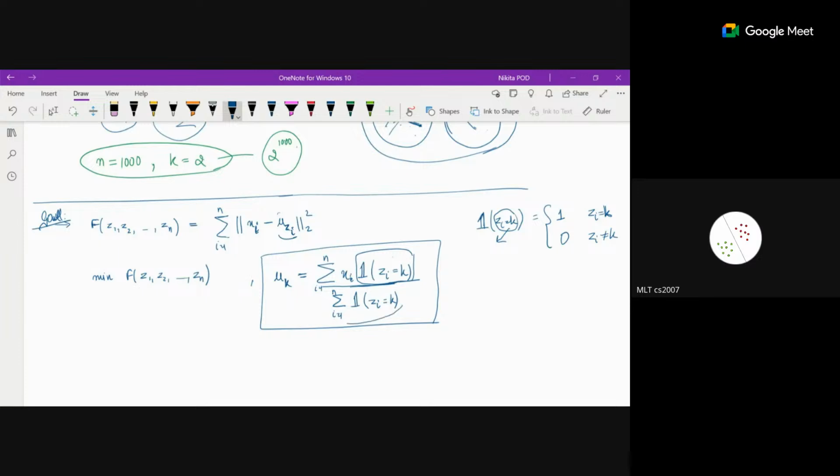And same for here. Is this clear to all of you? Yeah, it's clear. So in other words, the bottom part, the denominator, is the counting thing. We are counting how many are in the cluster, and the numerator is adding up all the elements in the cluster. Yes.